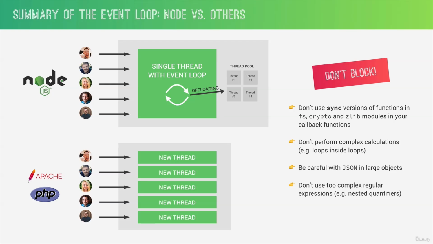And since that code runs before the event loop even starts, well, it's no problem to use the synchronous version there. Also, and this is probably pretty obvious, don't perform very complex calculations in the event loop. So stuff like crunching millions of numbers in loops inside of loops, or something like that.